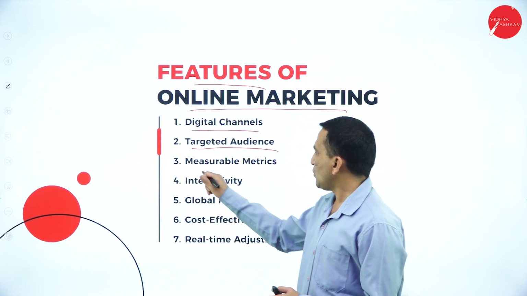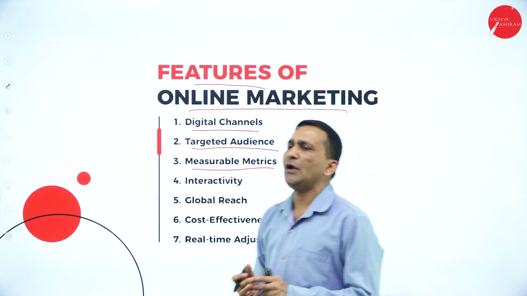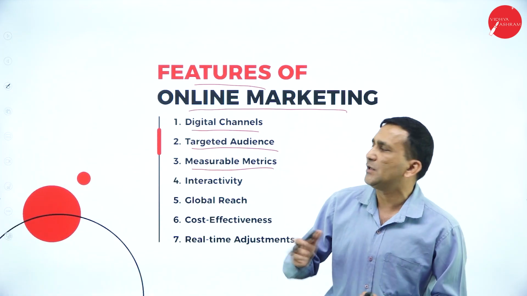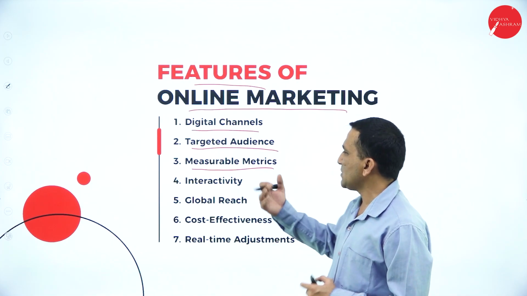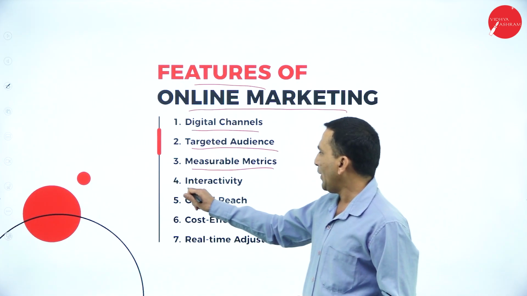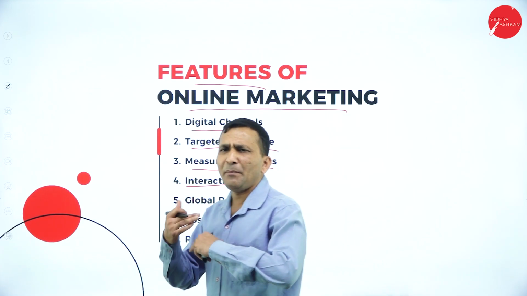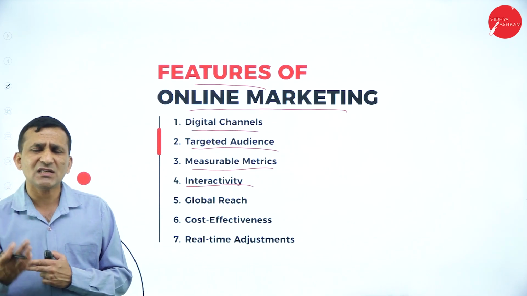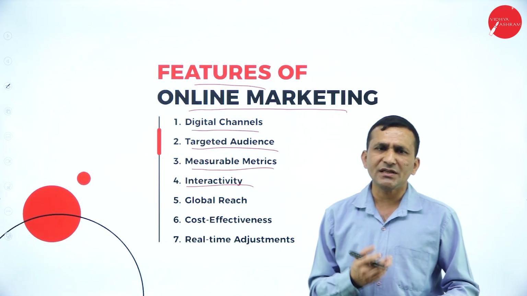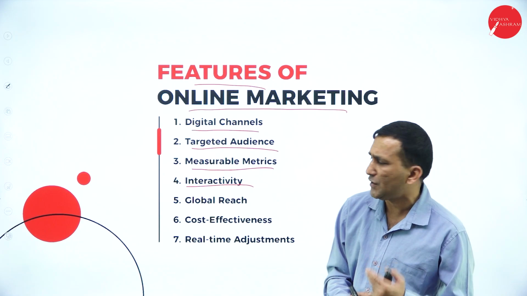Okay. Next one, measurable metrics. Whenever we are selecting an online platform, we are trying to set metrics or results. Easily we can measure here because of the data. Google analytics tools are available. Now, interactivity between buyers and sellers, business to customers, interactive communications, which is a two-way communication channel.